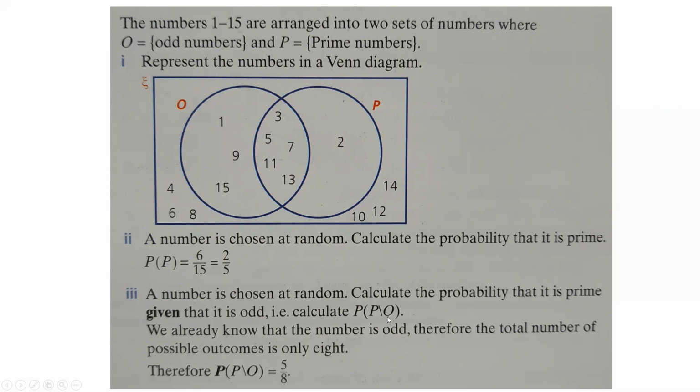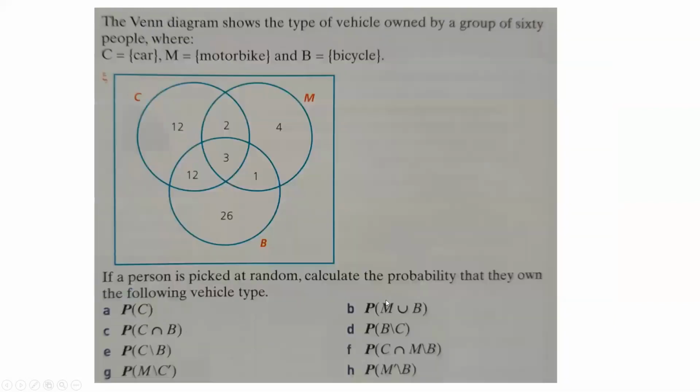Okay. Very easy, right? Let's see another question. This question is related to conditional probability also. The Venn diagram shows the types of vehicle owned by a group of 60 people. That means this is no longer a figure, this is the number of elements. You have 12 members here, you have two elements inside here, you have 3 elements here, you have 1 element and so on. So C represents car, this is motorbike, and this is bicycle.